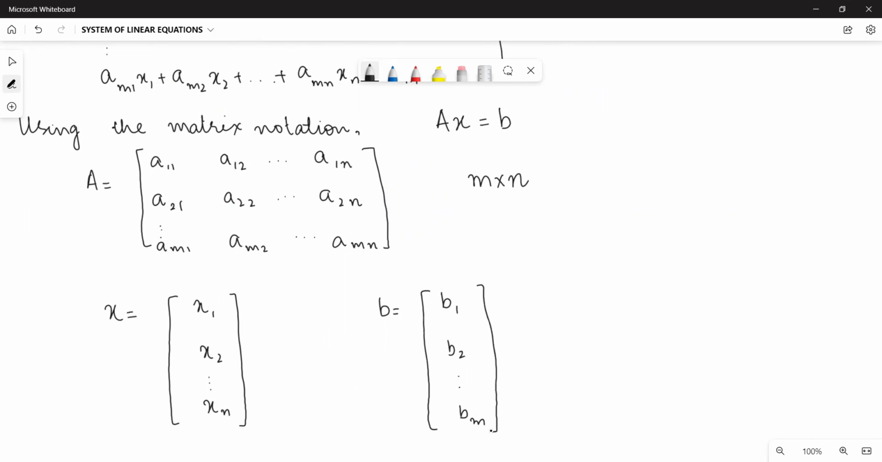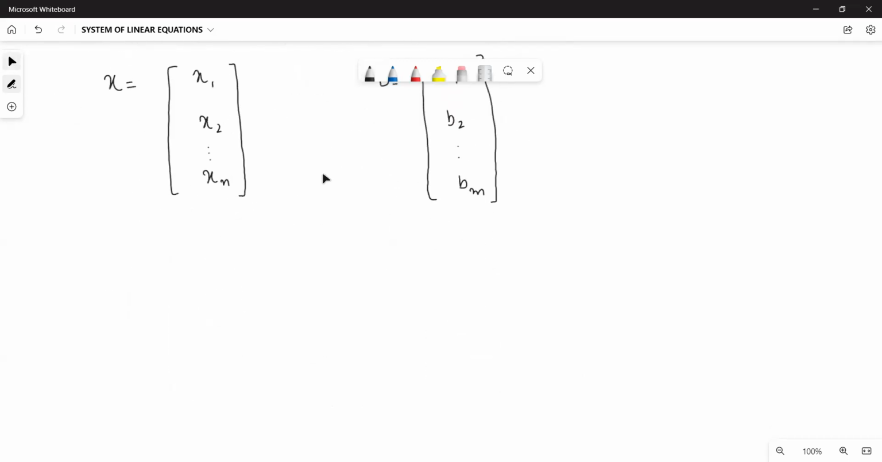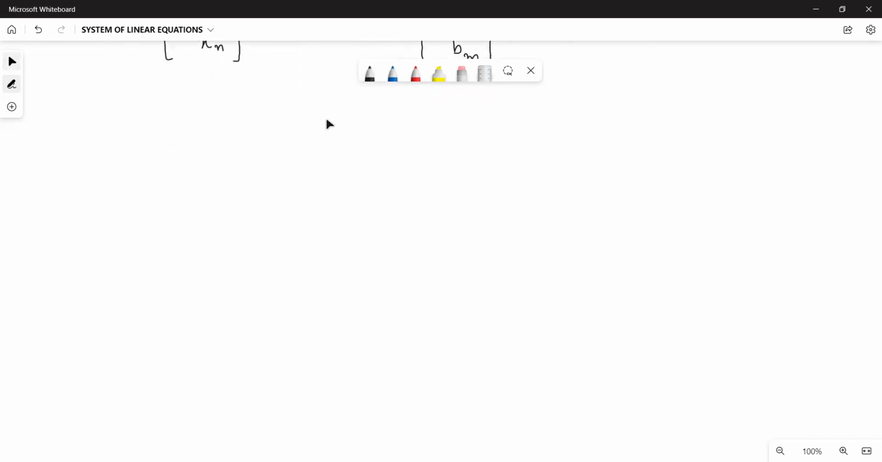So now we see that this is our system of linear equations, and we use this matrix notation to represent this system of linear equations. Now we are going to see the types of the linear system. We have two types of linear system.